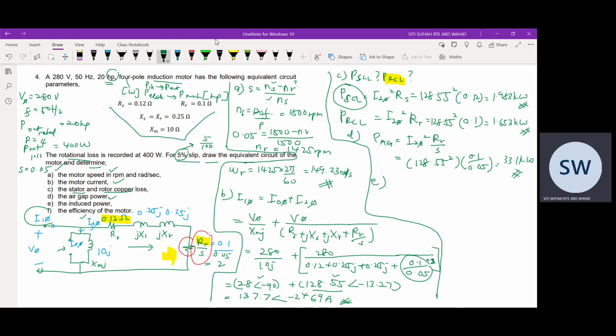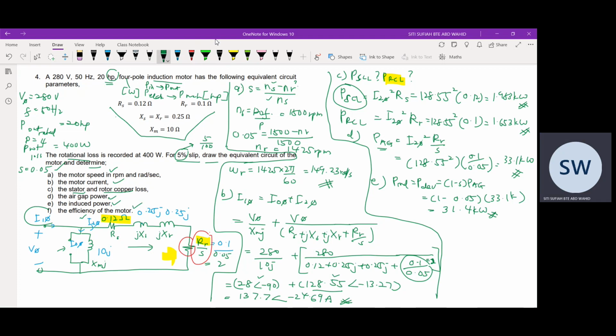Okay, moving on to E. E is induced power. Induced power is the same as developed power. When you have already calculated P air gap, we will usually use this formula to get it. So 1 minus S is 0.05, P air gap 33.1 K. So the answer is 31.4 kilowatt.